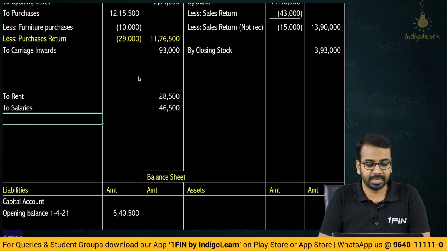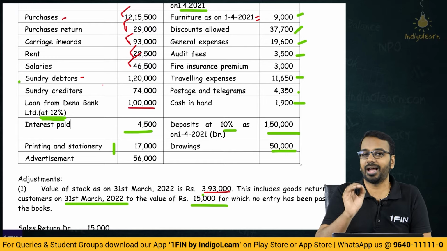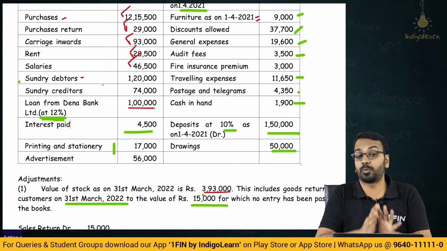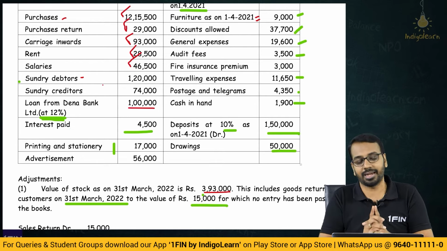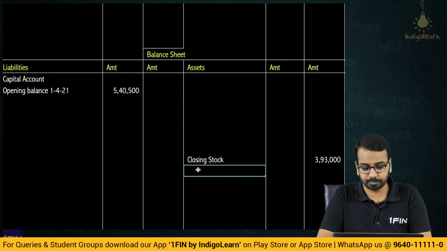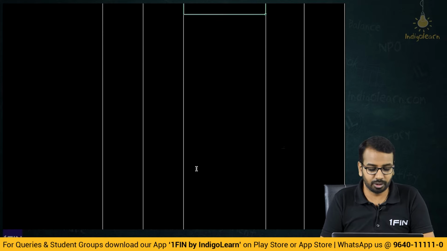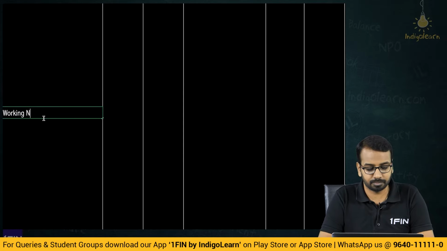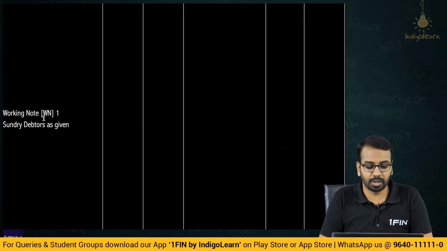Then we have sundry debtors 1,20,000, and this sundry debtor has an adjustment also, right? We have to provide for bad debt, that is one. We have not recorded sales return, that is the second adjustment. So sundry debtors we will have in the balance sheet. We need a proper working note so that the balance sheet doesn't become clumsy, right? So working note number 1. Sundry debtors as given. What is the amount given?